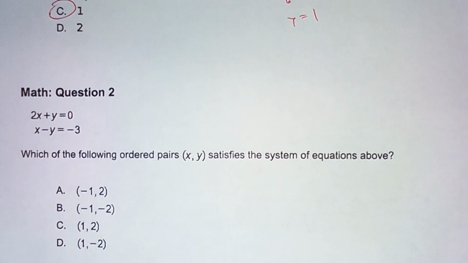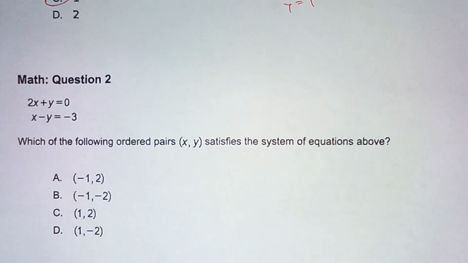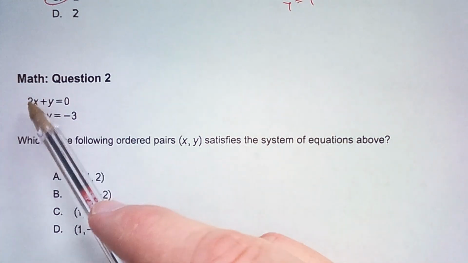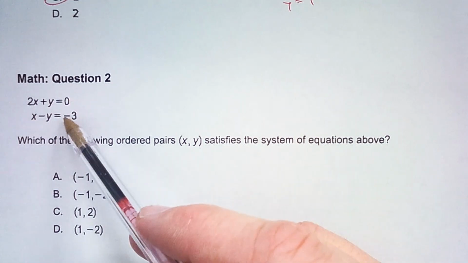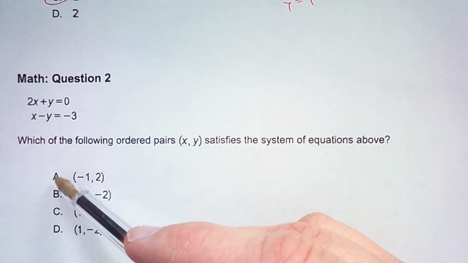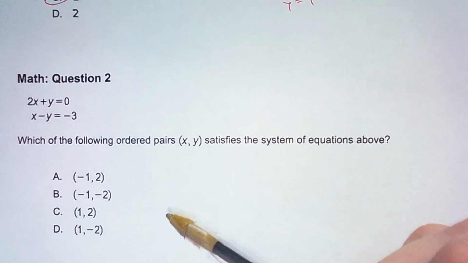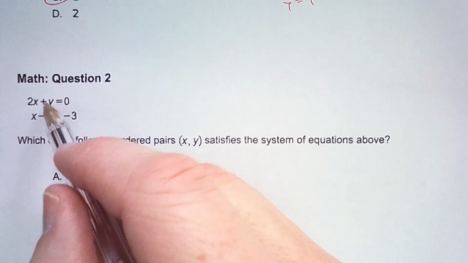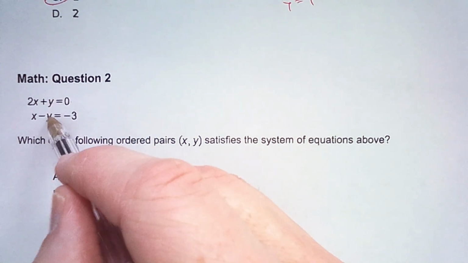On question number 2, which ordered pair will satisfy the system of equations above? Okay, so we've got two options here. We can just solve the system of equations and find the correct answer, or we could guess and check. So we could guess and check by plugging in -1 and 2 for x and y in the first equation and the second equation. And when we find the one that worked in both equations, that's our answer. Or we can simply solve it, and I'm going to choose to just solve this one because the y's look like they're going to eliminate for me.